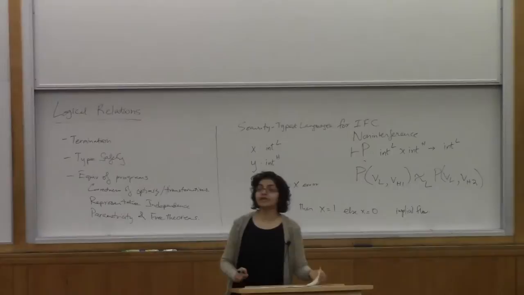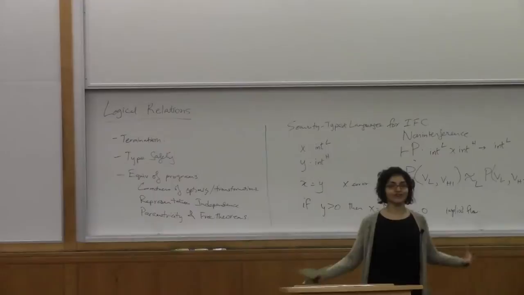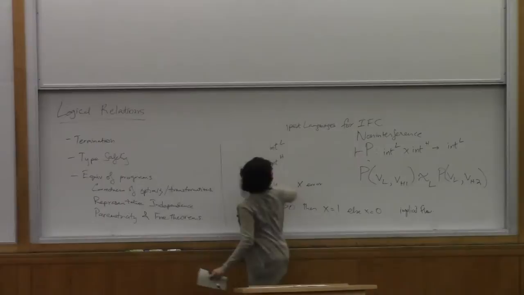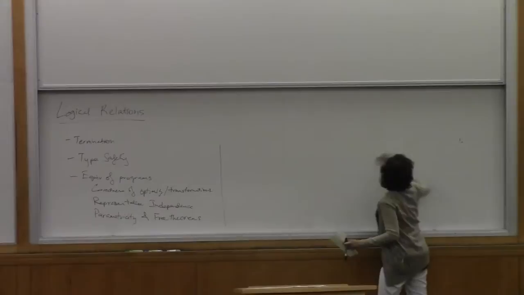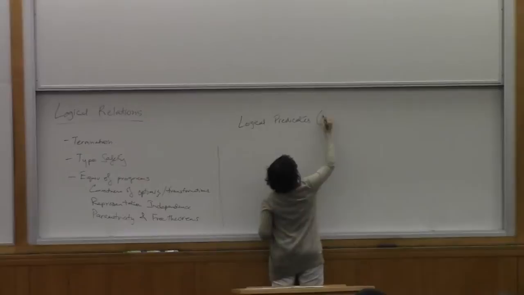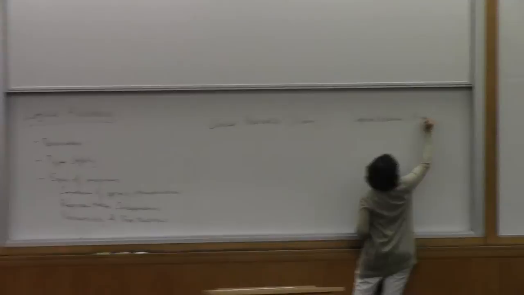All right, so here's how I'd like to proceed. Because I want to give you a sense of how logical relations are defined in general, let me start by categorizing them into two groups. I'd like us to start viewing logical relations as two kinds. There are logical predicates, which are essentially a unary relation, hence the word predicate. These are unary. And there are binary logical relations. They have lots of similarities and some differences.